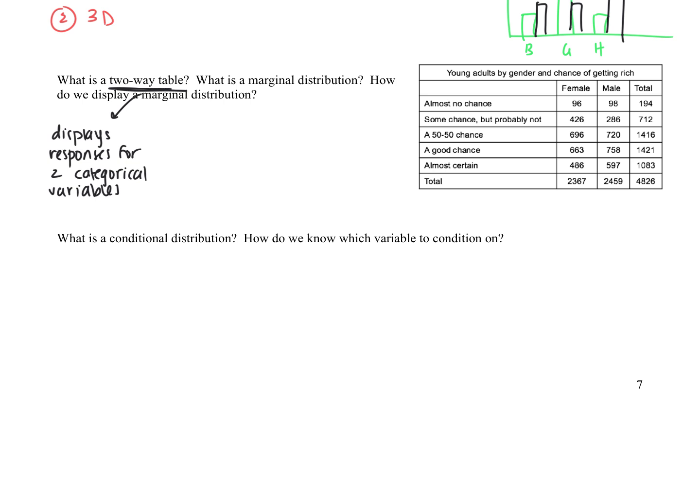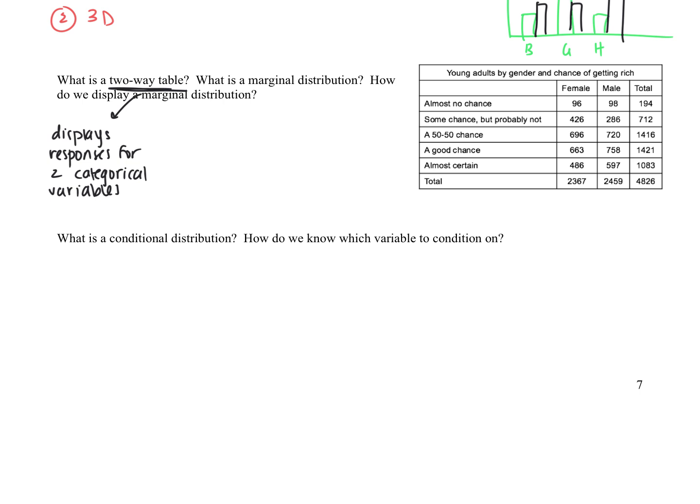Okay, so the table to the right, this is a two-way table. It looks at a group of youth, young adults rather, by gender and the chance of getting rich. So we asked these 4,826 young adults, what is your gender identification, and what do you think is your chance of getting rich? So that we would say is our two-way table.